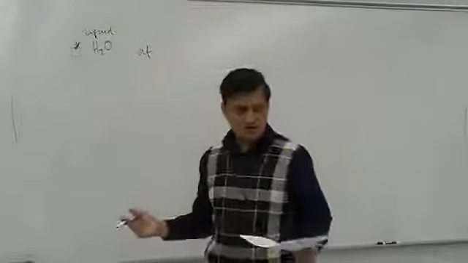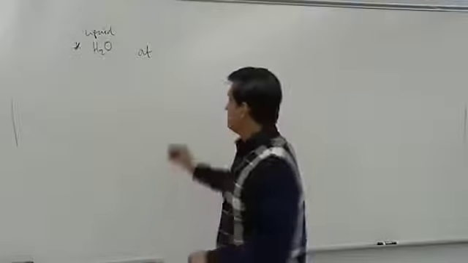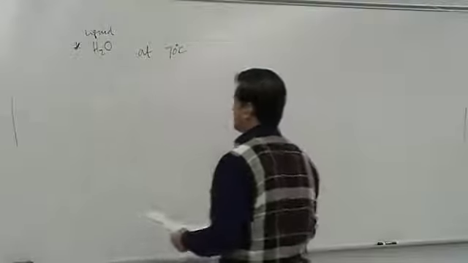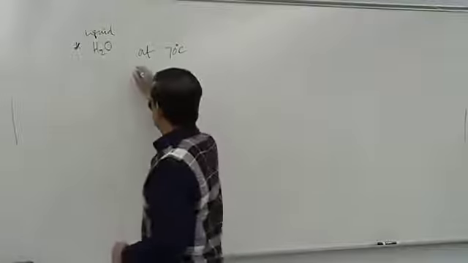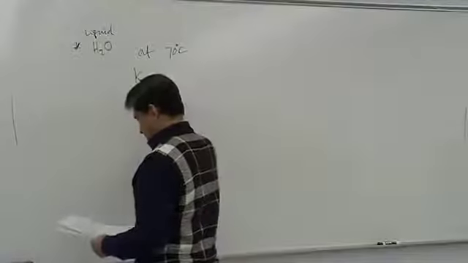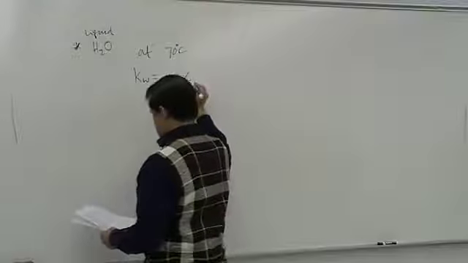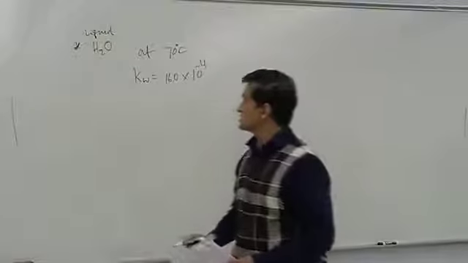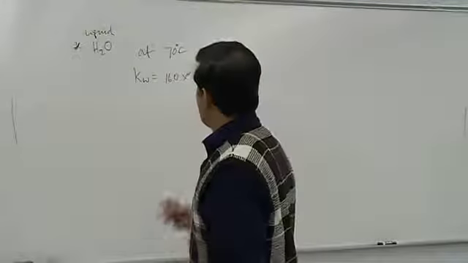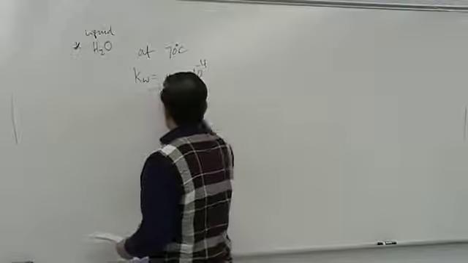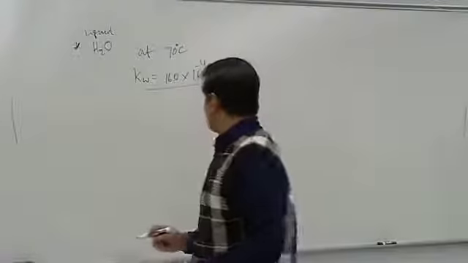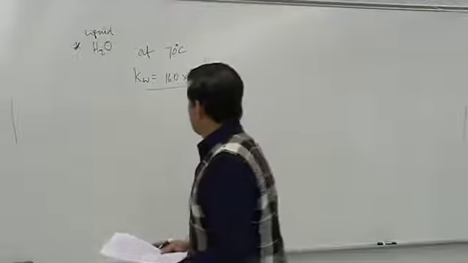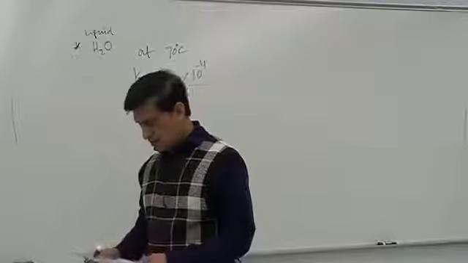At say 60 or 70 or one of these high temperatures, say Kw value at, these are just numbers that I'm making up, at 70 degrees centigrade, say Kw equals 16.0 times 10 to the negative 14. Just as an example, I want to show you how this works. Kw is the equilibrium constant when water breaks down into H plus and OH minus.